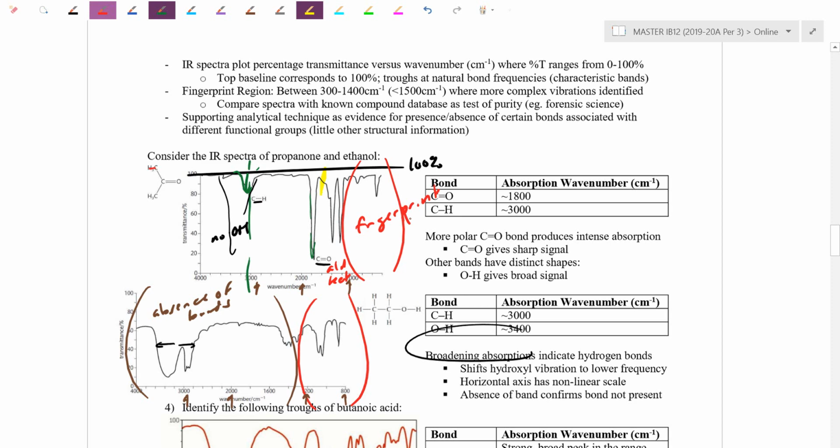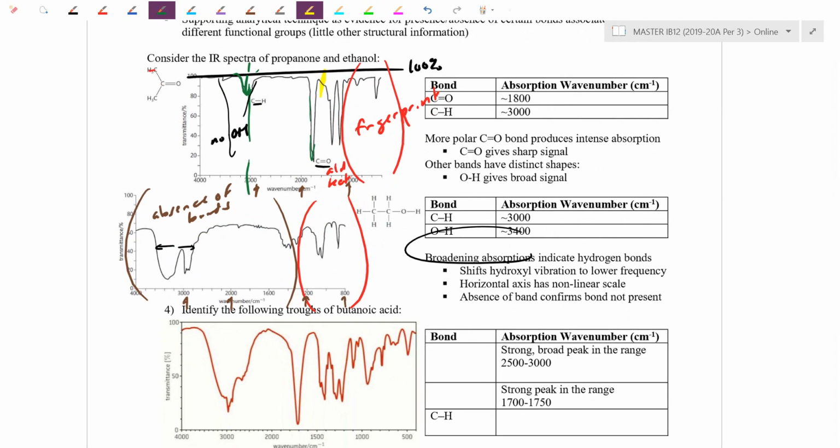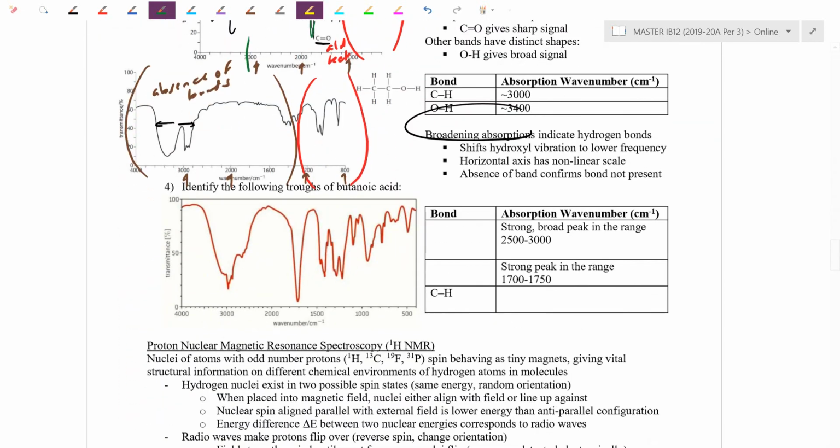So use your data booklet with the IR spectra and try to identify which bonds are present. Again, don't forget, it also identifies which is not present. So if you don't have a particular peak here, it can also give you that information. So that one was method number 3.